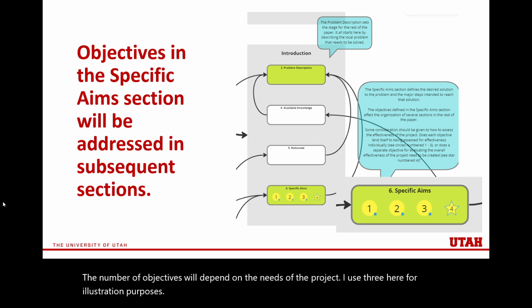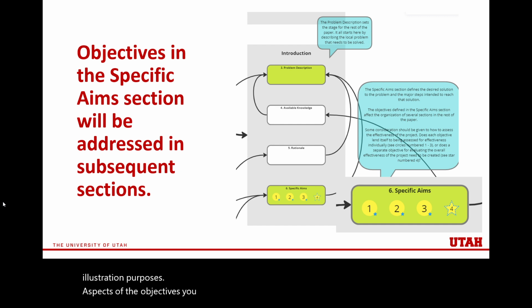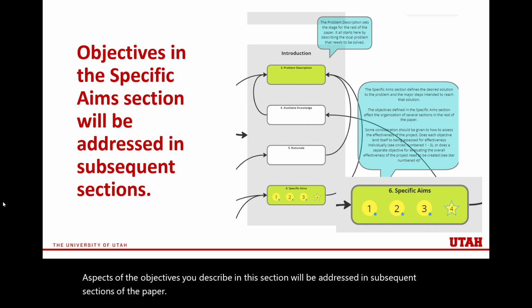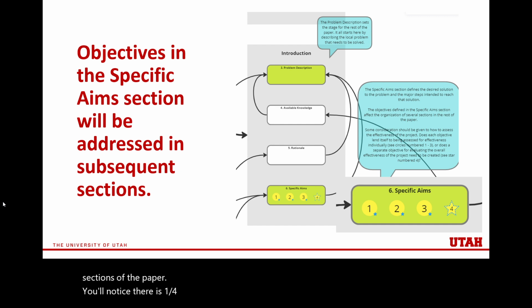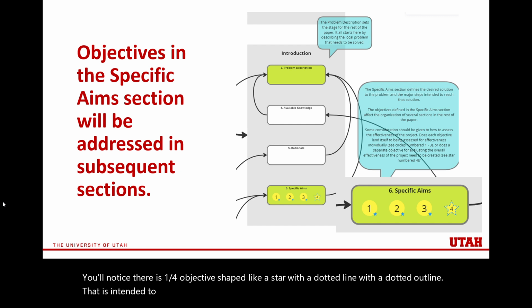Aspects of the objectives you describe in this section will be addressed in subsequent sections of the paper. You'll notice there is a fourth objective shaped like a star with a dotted outline. That is intended to represent an optional evaluation objective. Later in the paper, you'll need to describe how you intend to assess the effectiveness of your project.